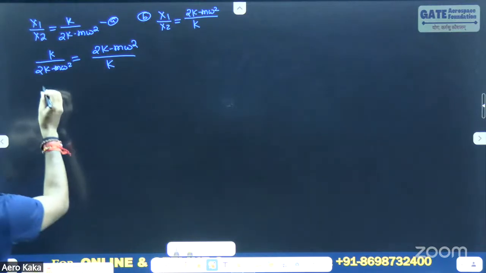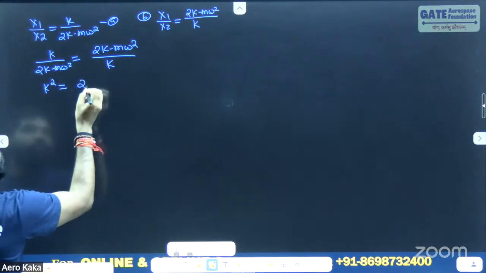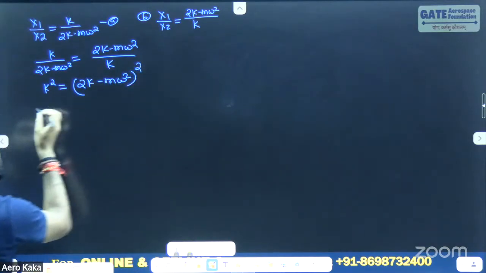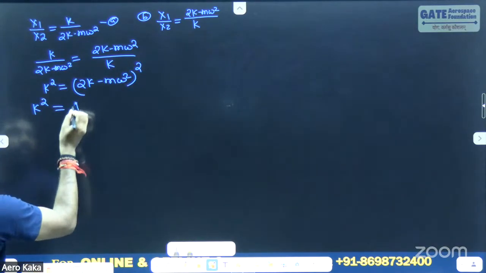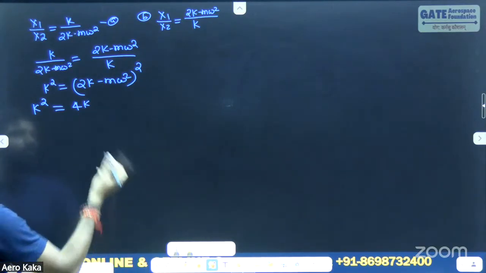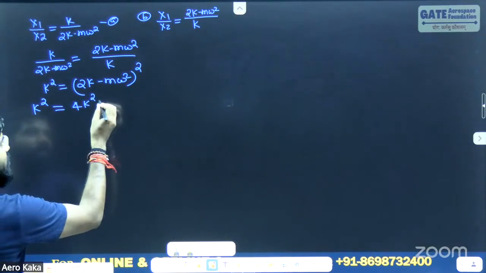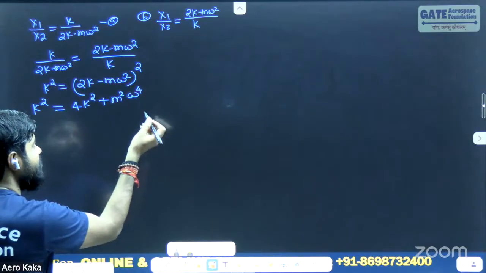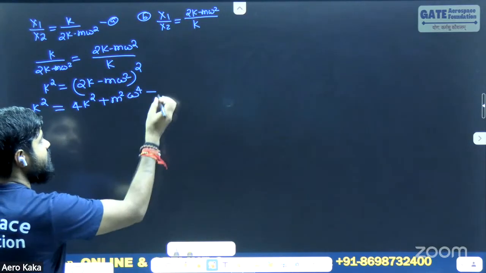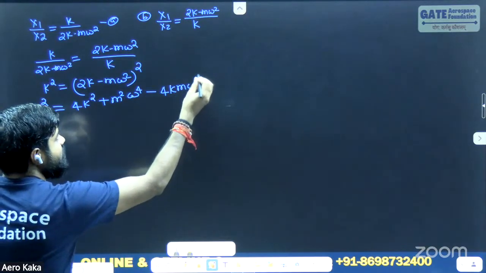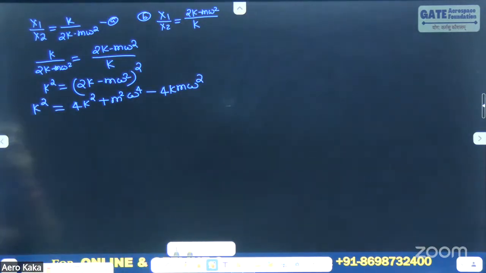So tell me how much we'll get. K square is equal to 2k minus m omega square whole square. Tell me how much you're getting. K square is equal to, what is a minus b whole square? A square plus b square minus 2ab. So it is going to be 4k square plus m square omega raised to power 4, minus twice, so 2 times 2k m omega square. Are you getting this one? Say yes or no, sir.